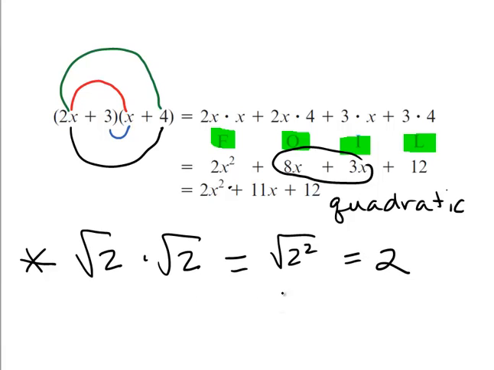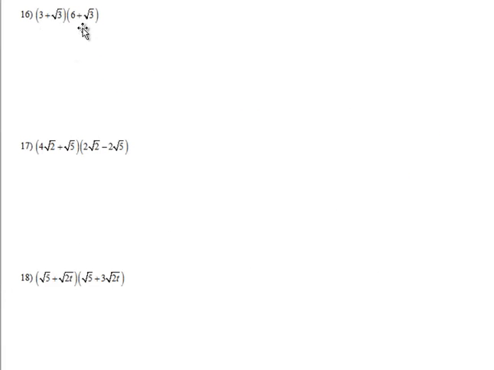I can't say this enough because it's such a common error that people make. I want you to make sure that you're not one of them. Okay, so let's take a look at a couple of these. Now, let's see. We have the 3 times 6 is 18. That's the first. The outer is 3 times the square root of 3.